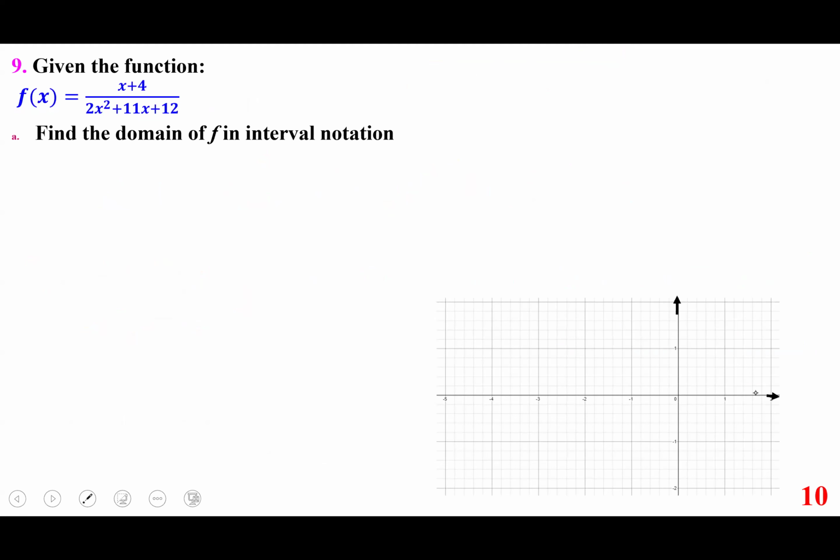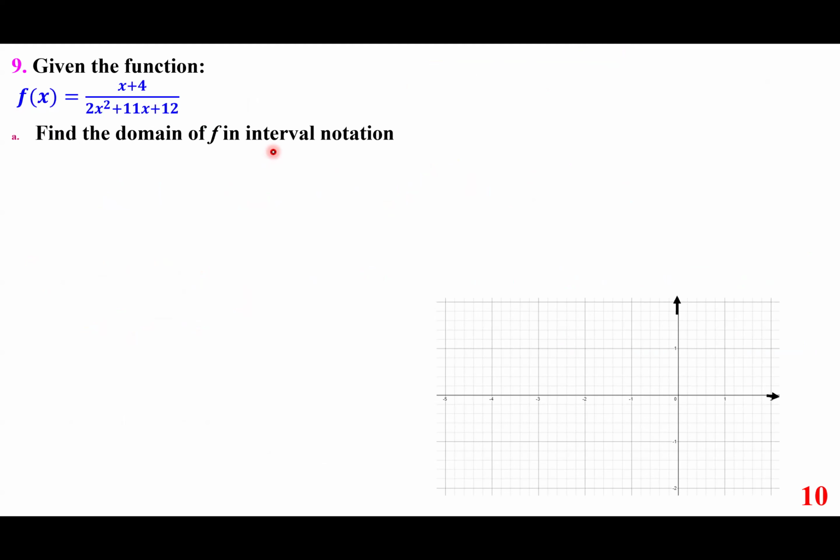Let's switch gears. Let's look at a rational function and its graph. Given this function, f of x is x plus 4 over 2x squared plus 11x plus 12, find the domain of f in interval notation, and there are other steps.